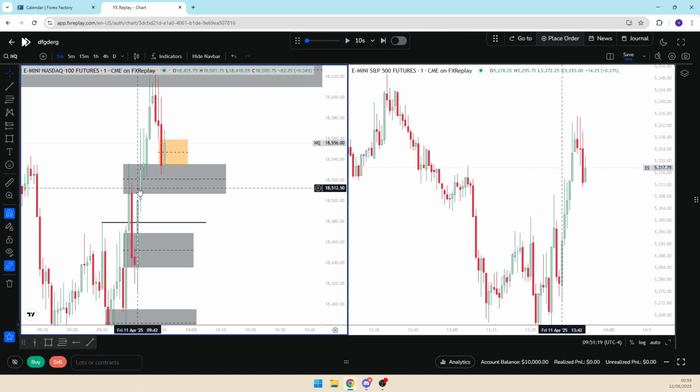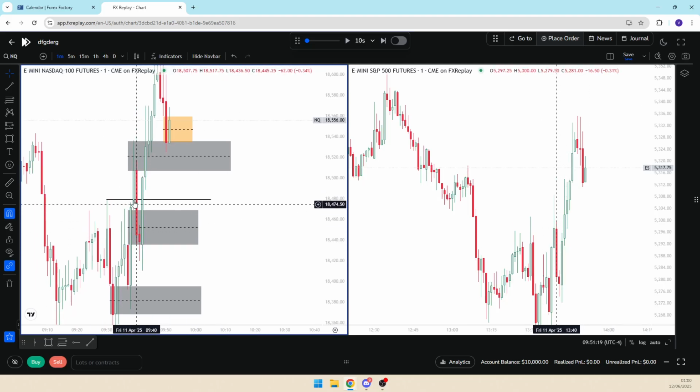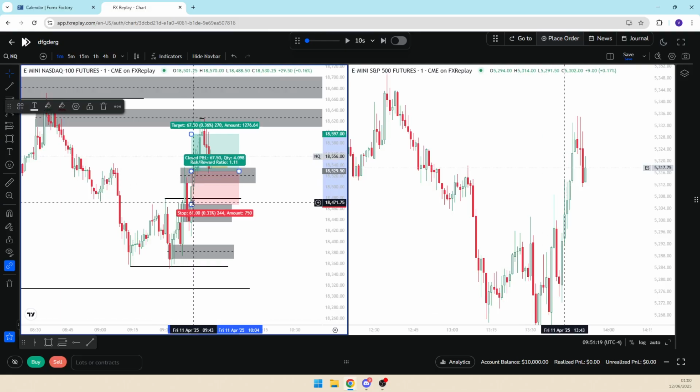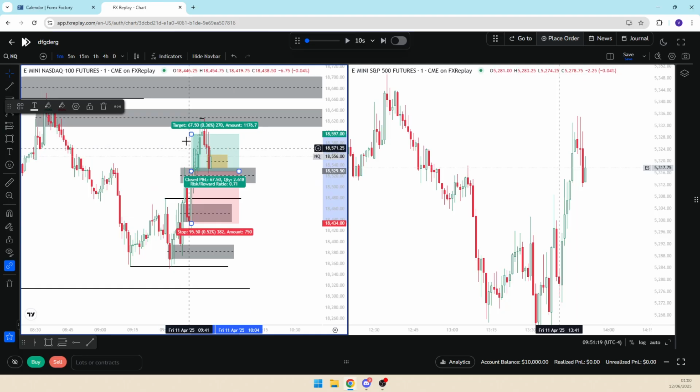But really, I don't like taking entries before macro, and on low probable days as well. Today I did take it on PM macro, but PM macro on CPI days is really good, way better than an AM macro. But yeah, you could take this one as well, to be honest, because this is displacement aligning with manipulation. Any entries here or here, even in this area, would have been fine. Stop loss maybe below here. Bunch of points.